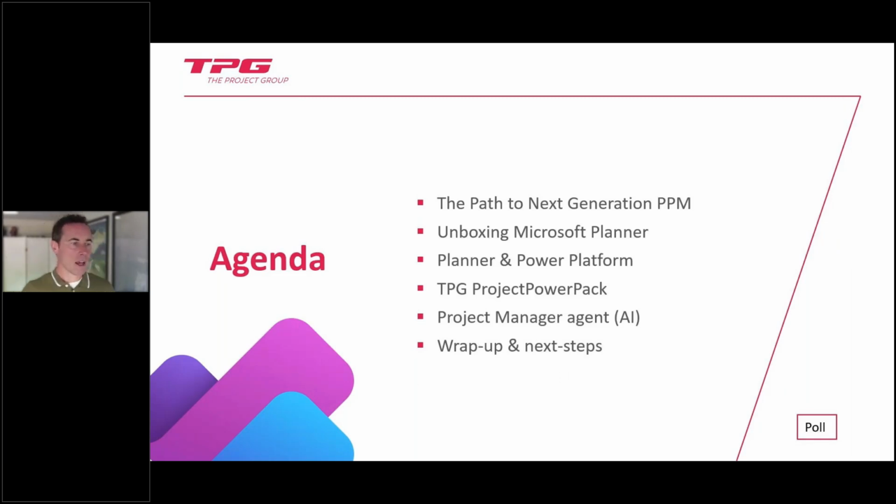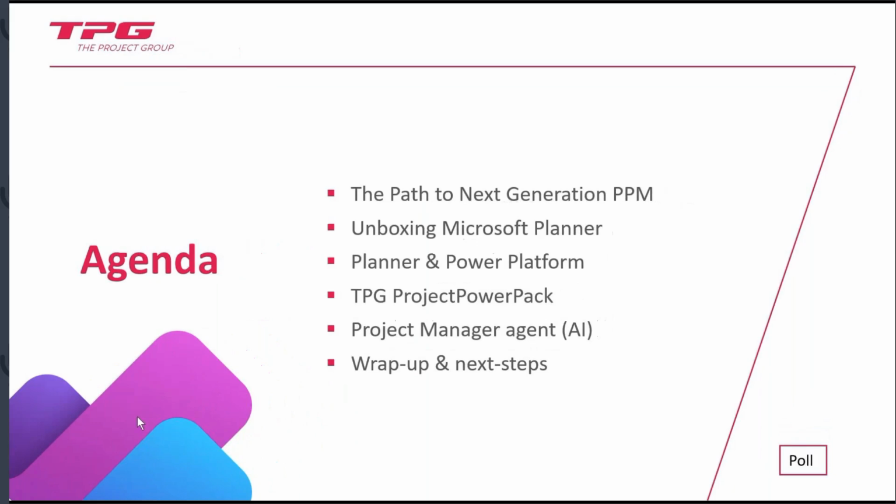Okay, so the agenda for today is we're going to do a quick overview of the path to next generation project and portfolio management. We're going to unbox Microsoft Planner and have a look at that. We'll talk about Planner and the Power Platform. I'm going to talk about something that we have from TPG called Project PowerPack, which is built on the Power Platform. We're also going to then have a quick video, which is the agentic AI capability from Microsoft Copilot for their project manager agent. That's currently in preview. It's only available in the North American tenants at the moment, so we don't have access to that. Then we'll have a wrap up and next steps.